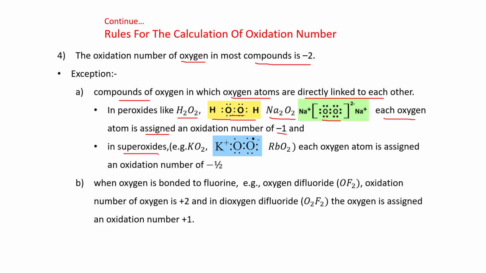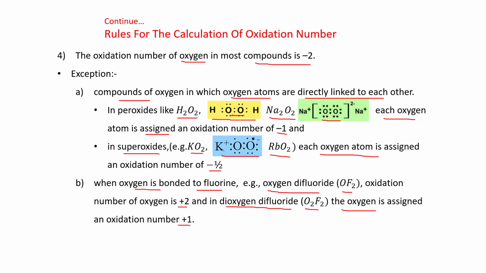And in superoxides like KO2, potassium superoxide, and RbO2, rubidium superoxide, each oxygen atom is assigned an oxidation number of -1/2. When oxygen is bonded to fluorine, those compounds are known as fluorides, not oxides. For example, in oxygen difluoride, OF2, the oxidation number of oxygen is +2, and in dioxygen difluoride, O2F2, the oxygen is assigned an oxidation number of +1.